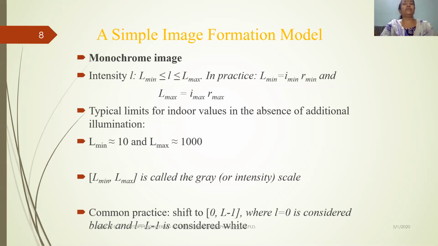Then monochrome images have intensity ranges from Lmin to Lmax, where Lmin equals the multiplication of the minimum illumination and minimum reflectance, and Lmax equals the multiplication of the maximum illumination and maximum reflectance. Typical limits for indoor values in the absence of additional illumination: Lmin is approximately 10 and Lmax is equal to 1000. That interval, Lmin to Lmax, is called the grayscale or intensity scale.